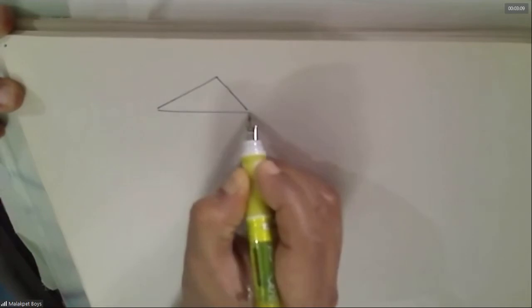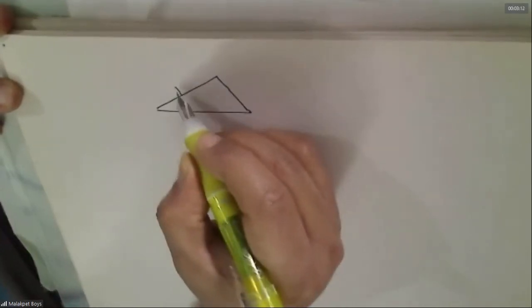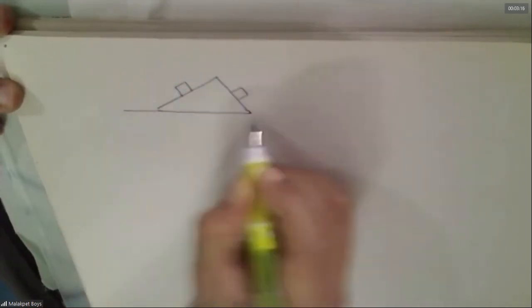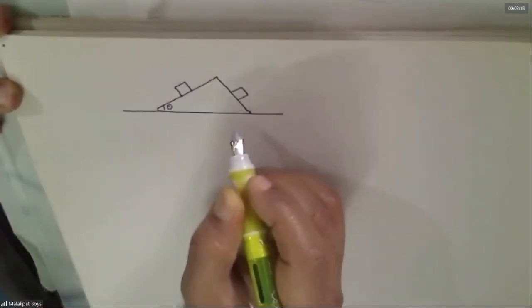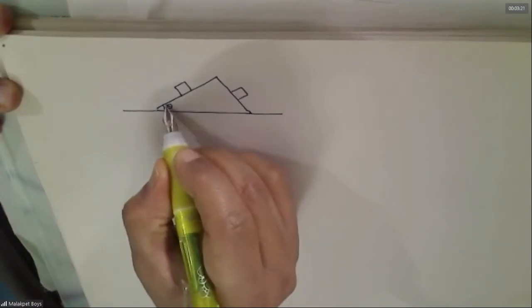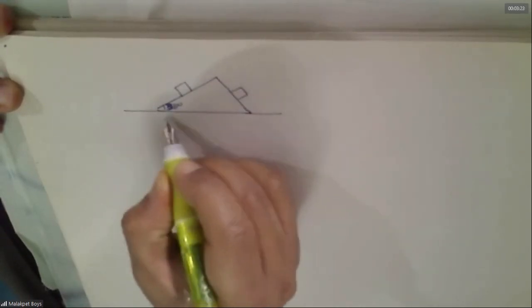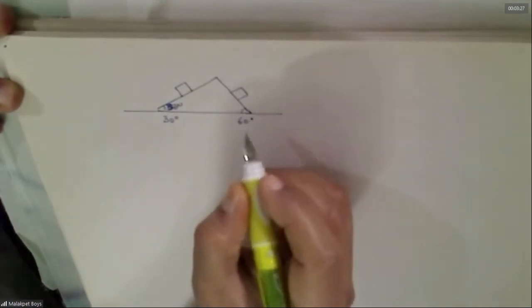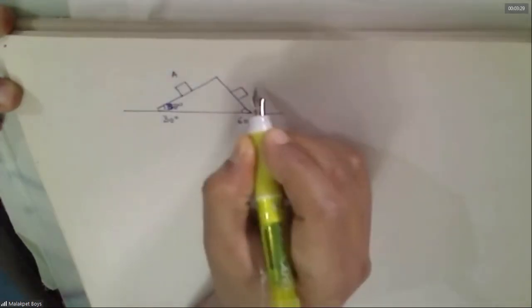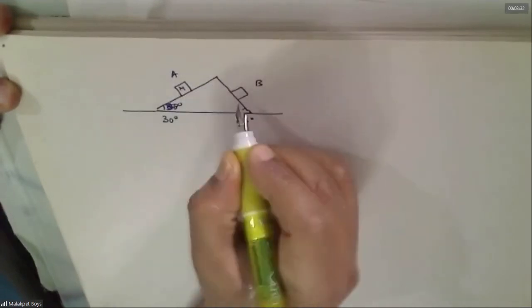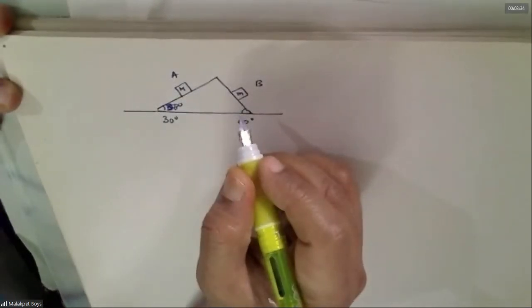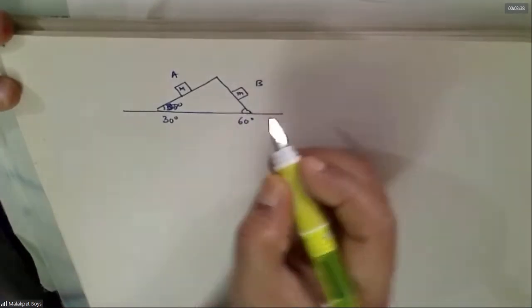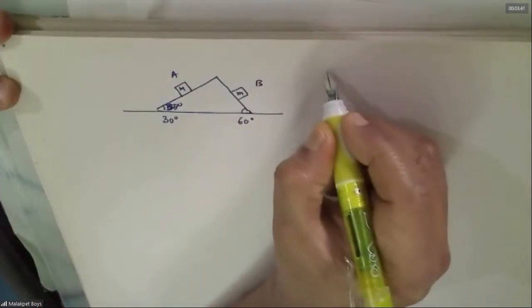See, these are two masses. 30°, 60°. See, the wedge is fixed.